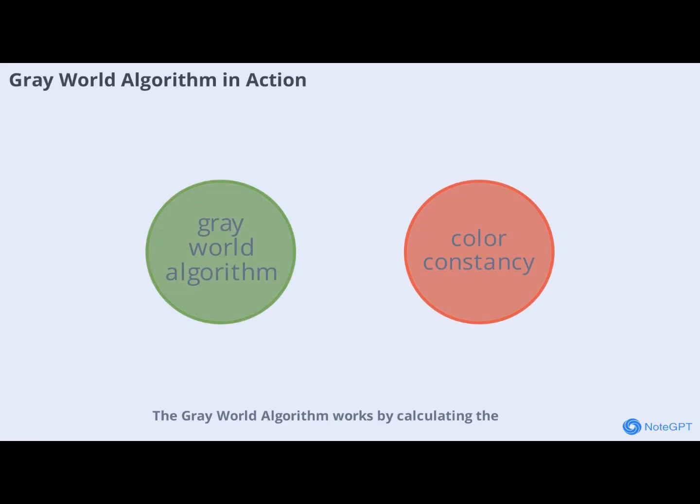The gray world algorithm works by calculating the mean value of each color channel in the image. Each pixel's color is then normalized by dividing it by the channel mean, effectively removing color casts caused by lighting. This method assumes that the average color in a well-balanced scene is gray, and any deviation indicates a color shift. Applying this algorithm significantly improves the color accuracy of underwater images, making them more true to life.